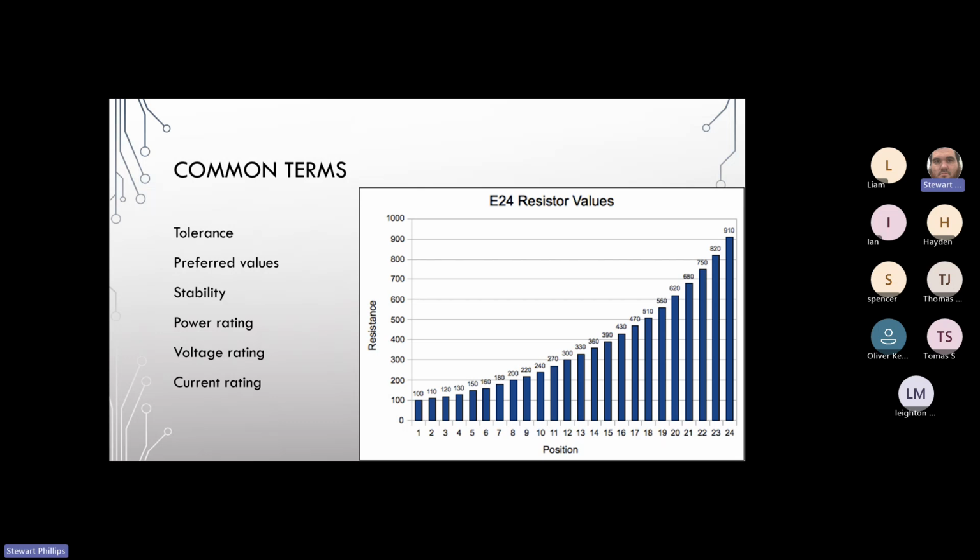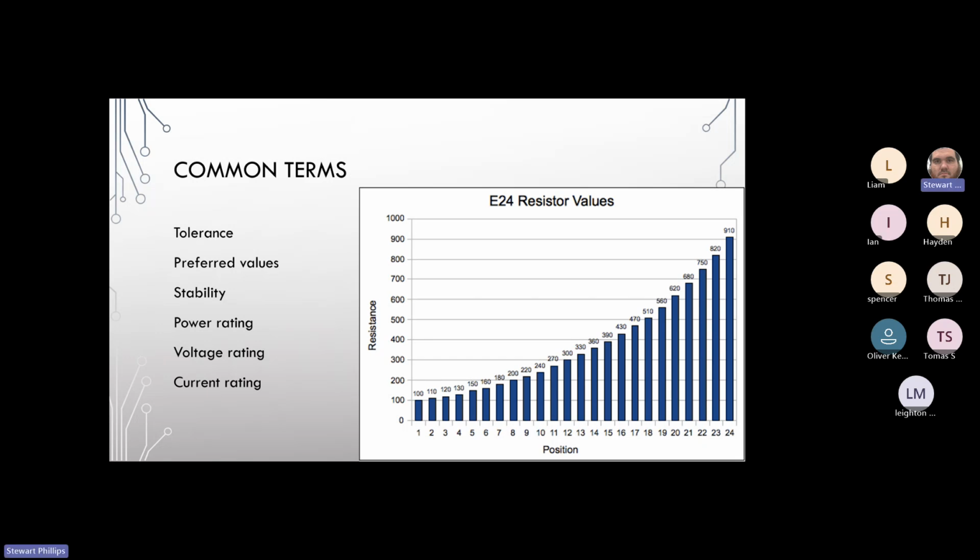Cool. So some common terms. You've got tolerance, preferred values, stability, power rating, voltage rating, and current rating. Tolerance is how close to the rated value the part is; it'll be manufactured with a percentage variance. For example, a carbon film resistor is typically 5%.